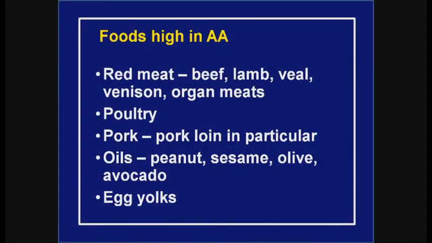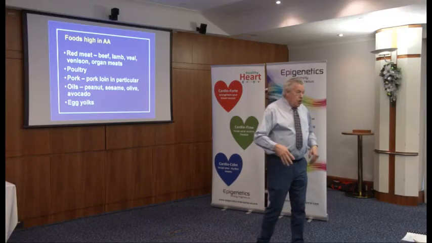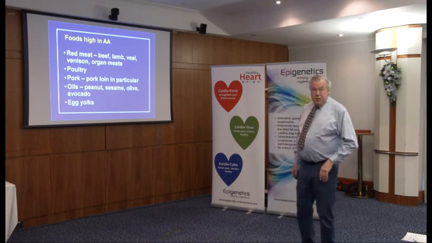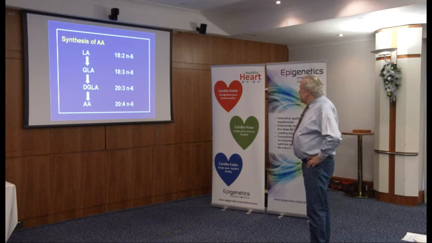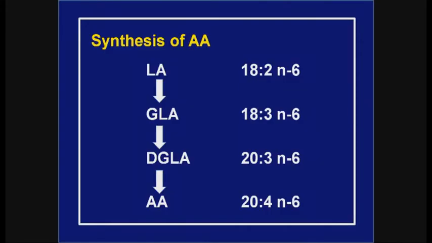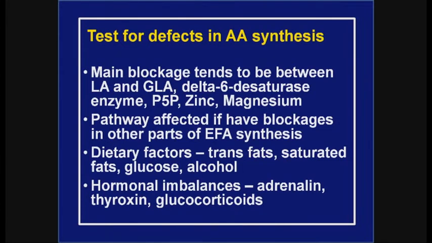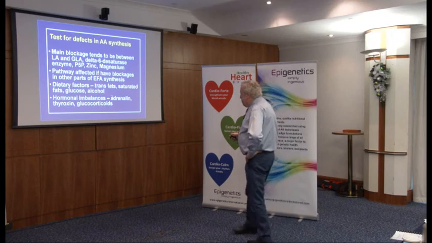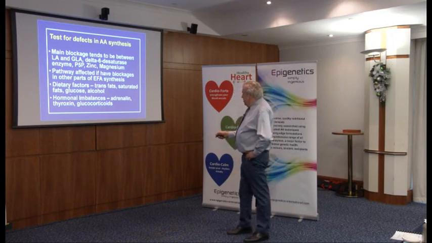Okay, so foods high in arachidonic acid that could do that would be the red meats, organ meats, etc. Pork may be in there, oils such as peanut oil, particularly not very good ones, and egg yolks. So generally they're good foods, but too much of anything can be excessive, particularly in certain circumstances. So linoleic from sunflower seeds, etc., goes to GLA, goes to dihomo-gamma-linolenic acid and arachidonic acid. So test for defects in arachidonic acid synthesis by looking at the two enzymes there. Dietary factors that can stimulate it would be trans fats, high saturated fats, too much glucose and too much alcohol.